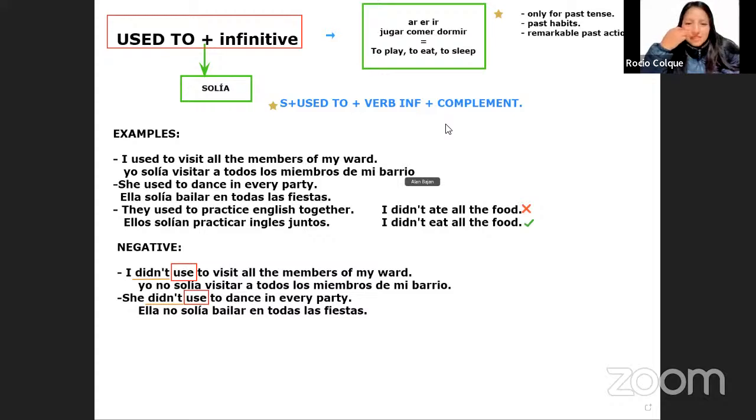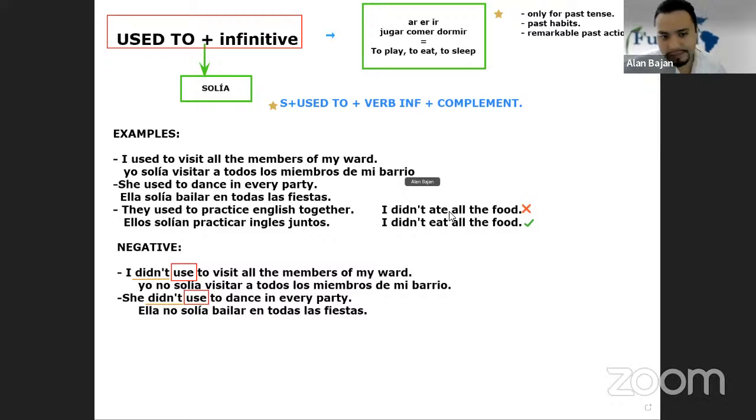Okay. I have a question. Yes. In the affirmative sentence, when it is the third person, isn't there a rule? No, no rule for third person. Remember that in simple past, we don't add S to the verb. It's only in present simple. And because used to is an expression only for simple past tense, we follow the same rules. We use the same auxiliary.